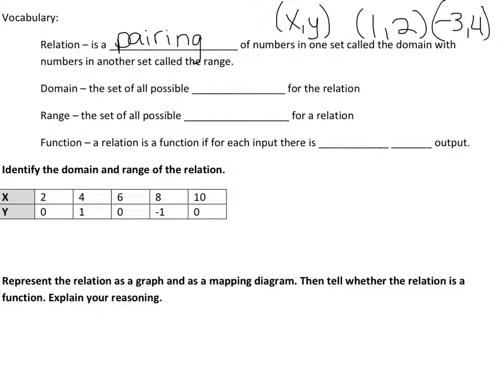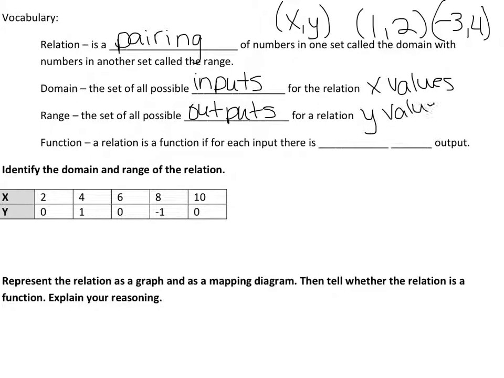Now the x values are what we usually consider my domain. They are all possible inputs for the relation. So whenever I'm plugging numbers into my equation, these are members of my domain. Whenever you plug a number into your relation or your function, the number that you get out is called your range. The set of all possible outputs for the relation is what we call the range. So the domain are the x values, the range are the y values.